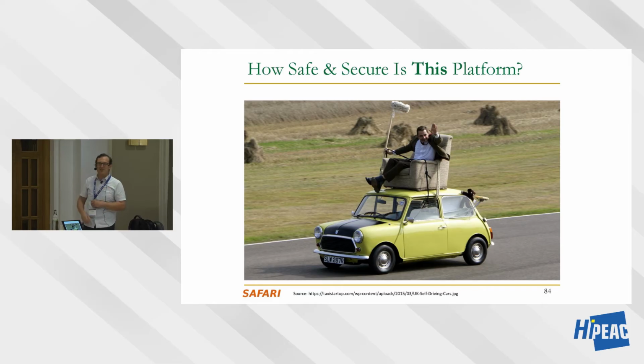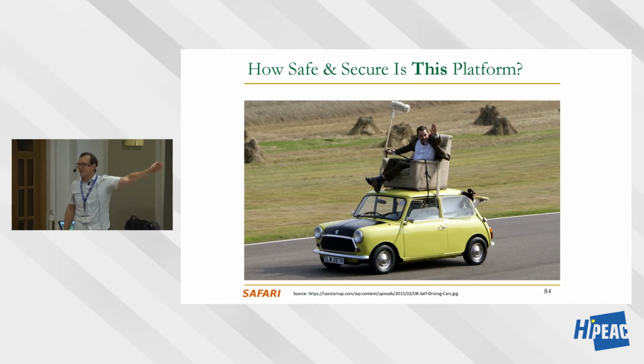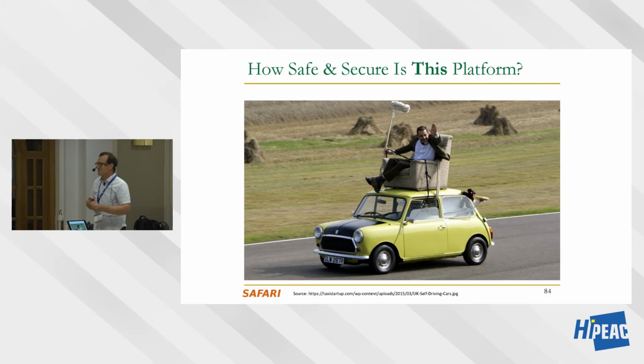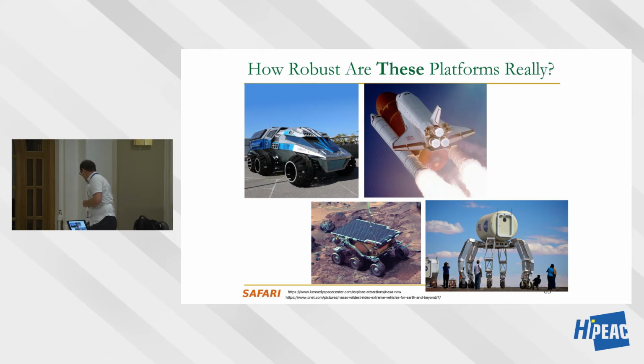That's what brings me to Mr. Bean. Mr. Bean is very happy driving his self-driving car with whatever he's pulling over there, but he may not be very happy if a bit flip happens in this car. And then there are other things like how robust are these platforms that we want to build really? Are we really doing the right things?